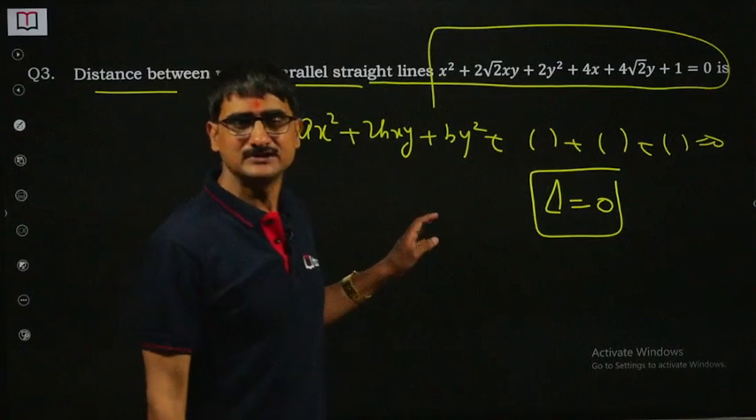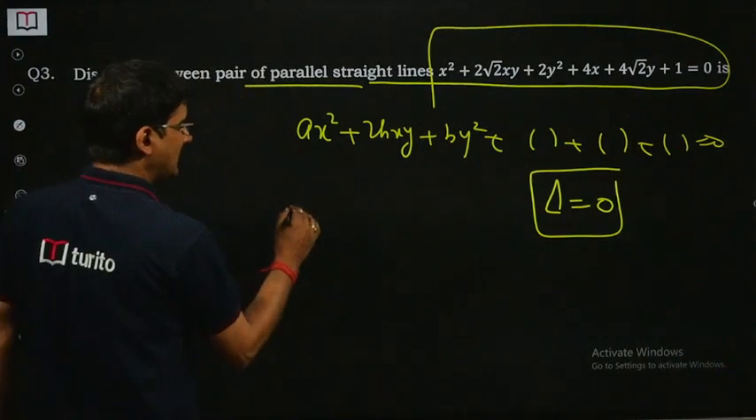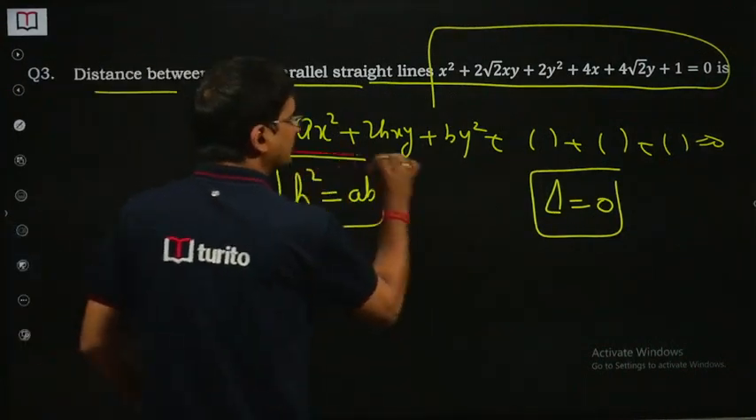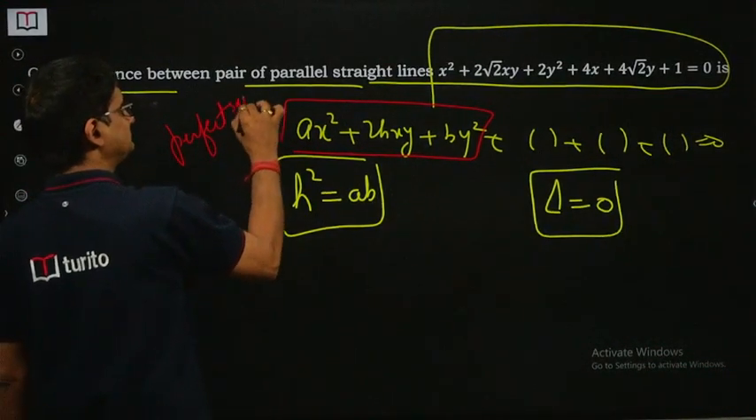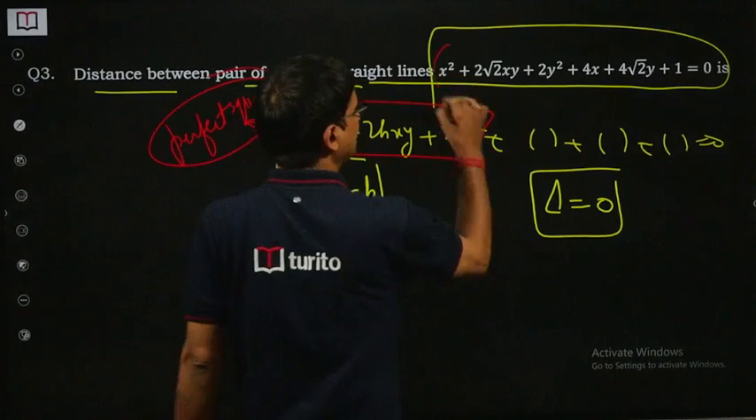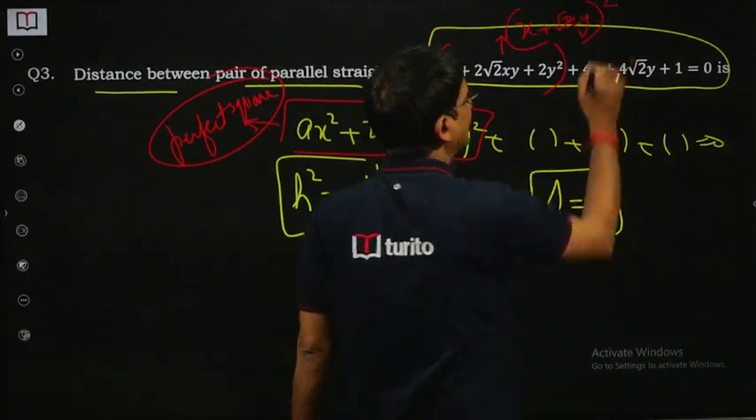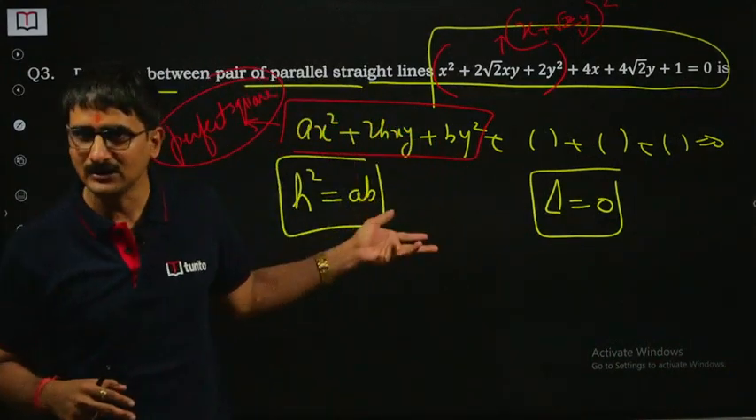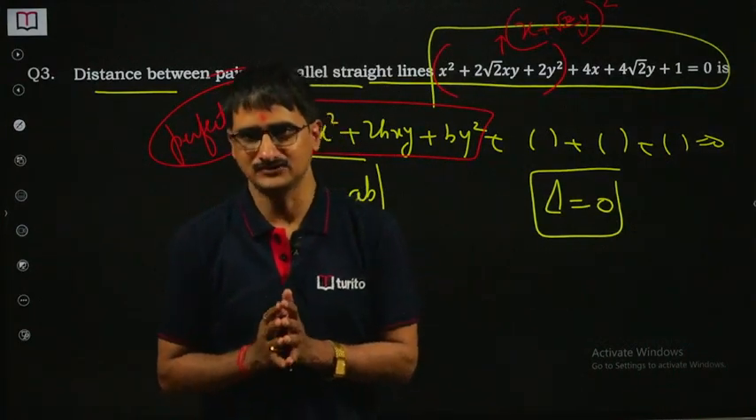So if at all it represents the equation of a pair of straight lines, then it will represent a pair of parallel lines only when h square is equal to ab. What does that mean? That means only and only when the second degree terms form a perfect square. So that is the case. So it is nothing but x plus root 2 y whole square. So if the second degree terms form a perfect square, there are just two possibilities. Either it's going to be a parabola or it's going to be the equation of a pair of parallel straight lines. Okay, so these are the two possibilities.